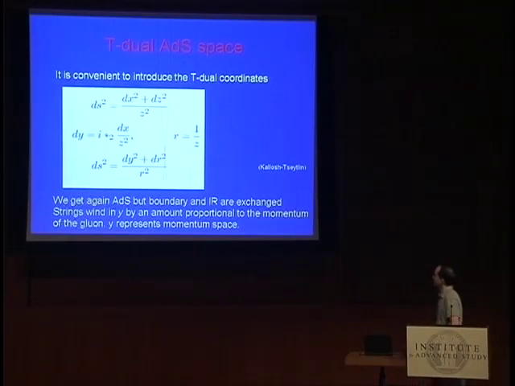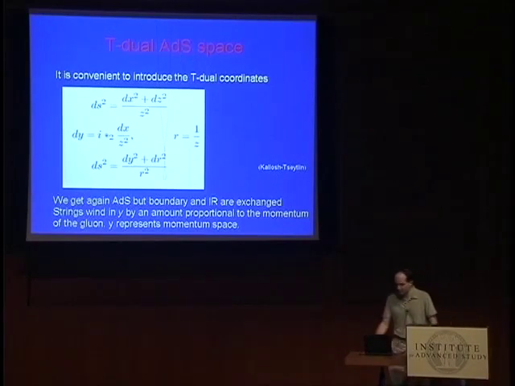And a string that carried momentum in the original coordinates now will carry some winding in the y direction. So we'll have objects that will be stretching in the y direction by an amount which is proportional to the momentum. So y, in a sense, is like momentum space. So this t-duality on the worksheet is, you can view it as some kind of Fourier transform in target space.